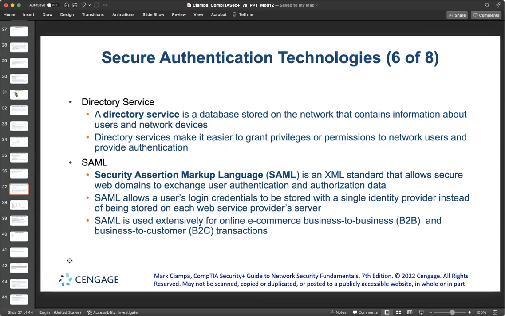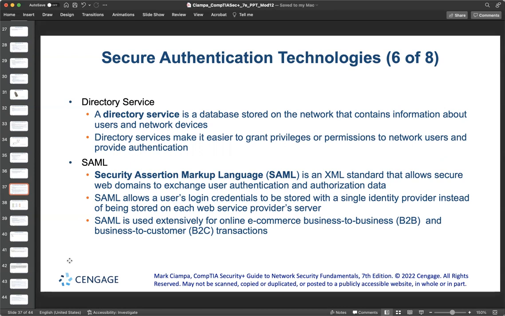It's basically a data file with the tags that the user decides what to put in, right? SAML is an XML standard that allows secure web domains to exchange user authentication and authorization data. It allows users' login credentials to be stored with a single identity provider instead of being stored on each web service provider's server, very similar to what you have in SSO. SAML is used extensively for online e-commerce business-to-business and business-to-customer transactions.